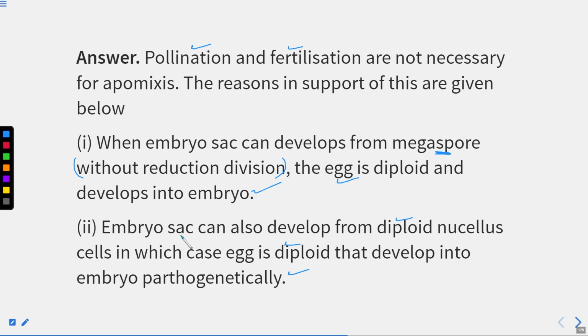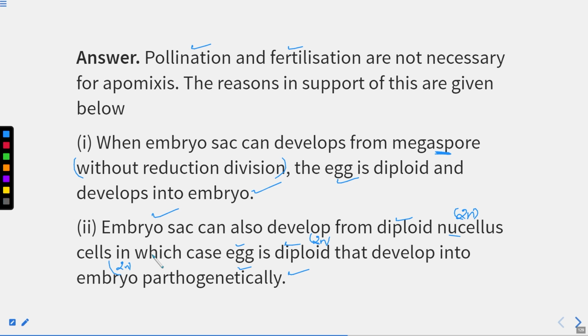Now again, if the embryo sac develops from the nucellus, nucellus cells are always diploid. So in some cases, nucellus can also form the embryo sac through mitotic divisions. So here also there is no meiosis. And then what happens in this case? The egg will be diploid, and then it can form the embryo parthenogenetically, and here also the embryo will be diploid. Okay, so this happens during apomixis. No fertilization and pollination are required.